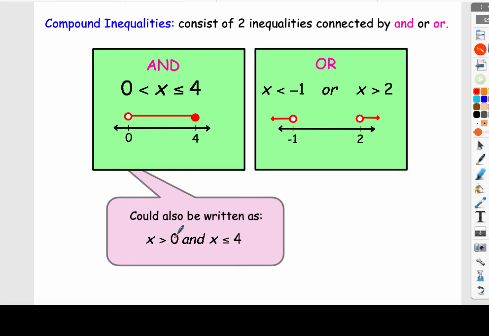X is greater than 0, right? We're to the right of 0, and less than or equal to, sorry, +4. So we're in between these two numbers.